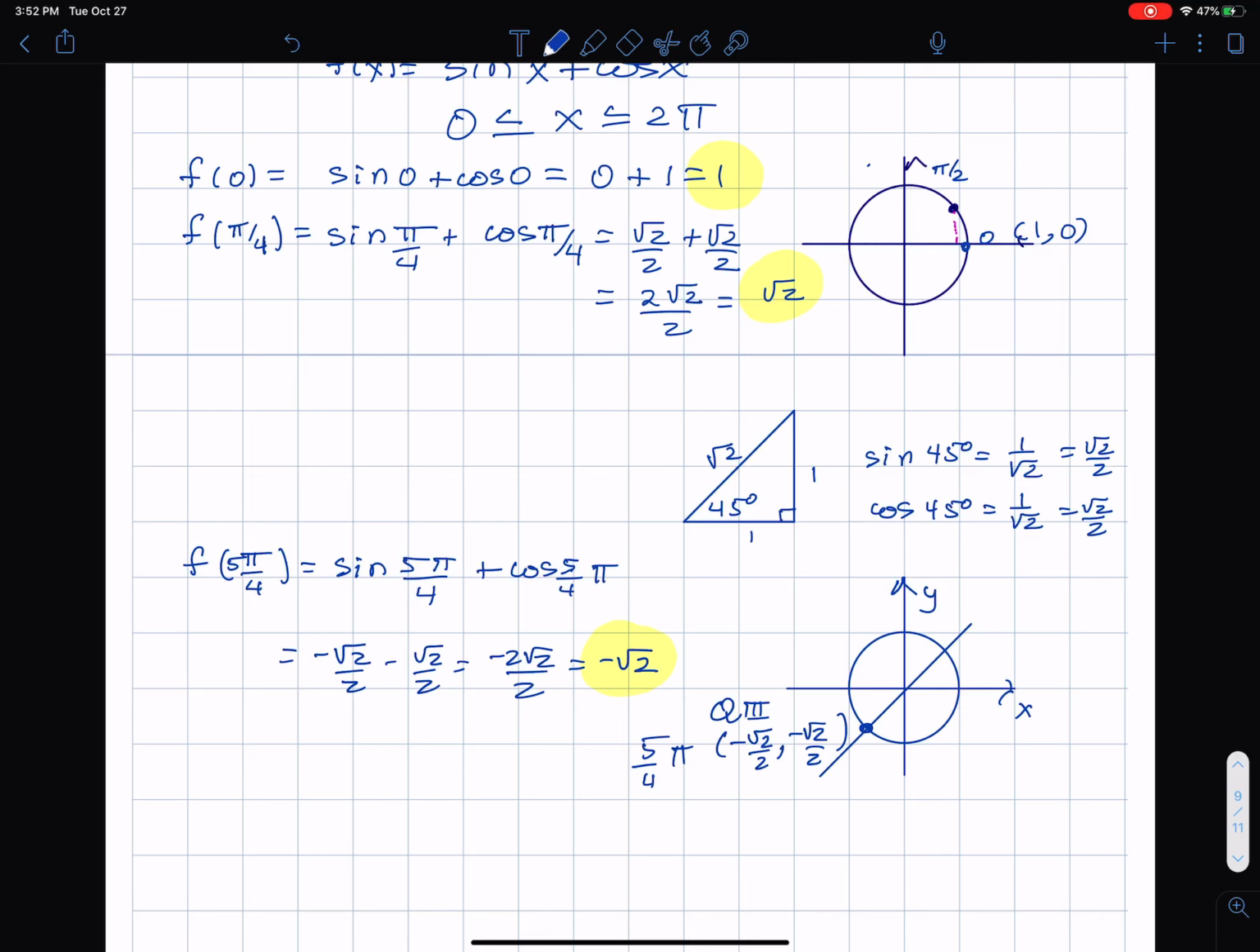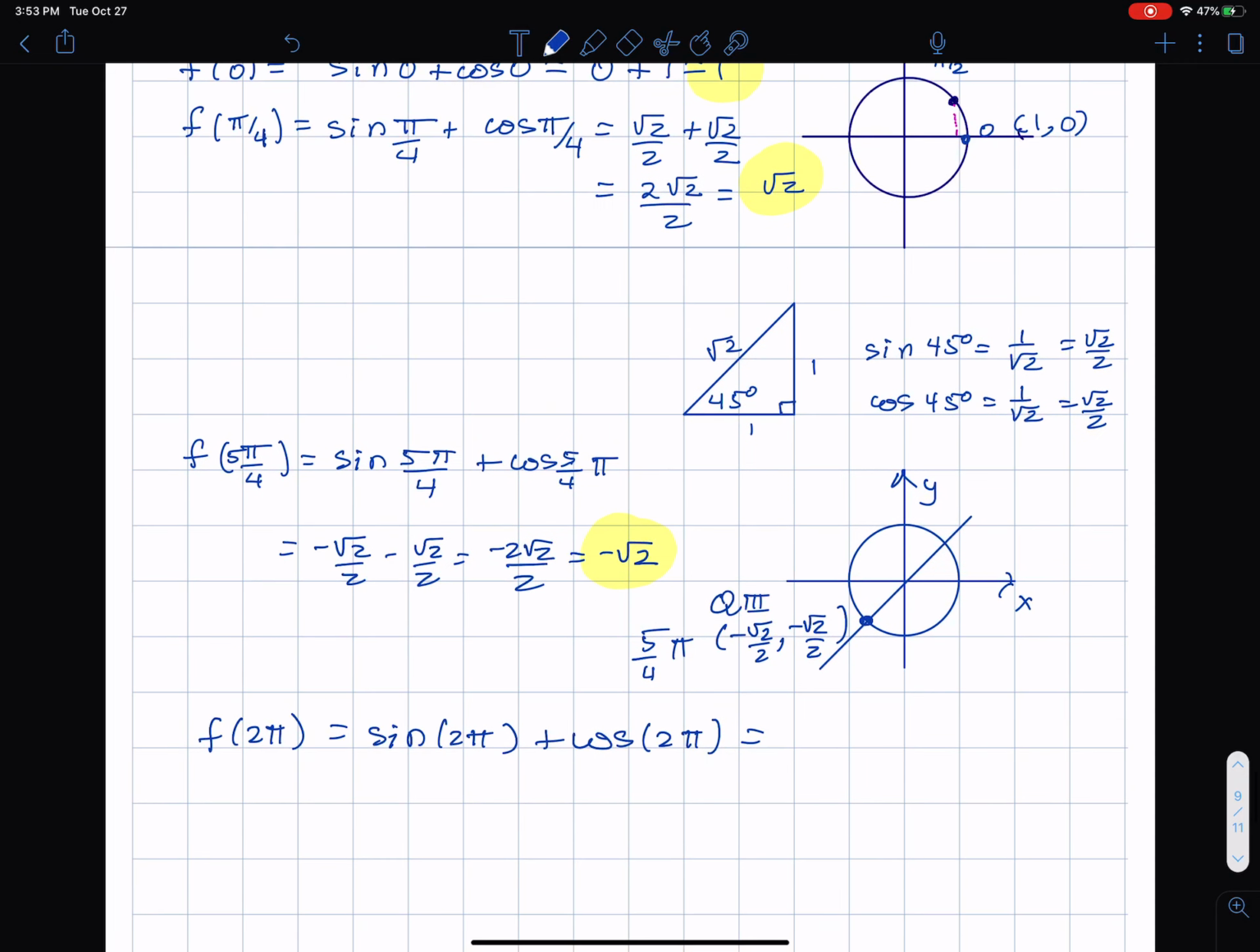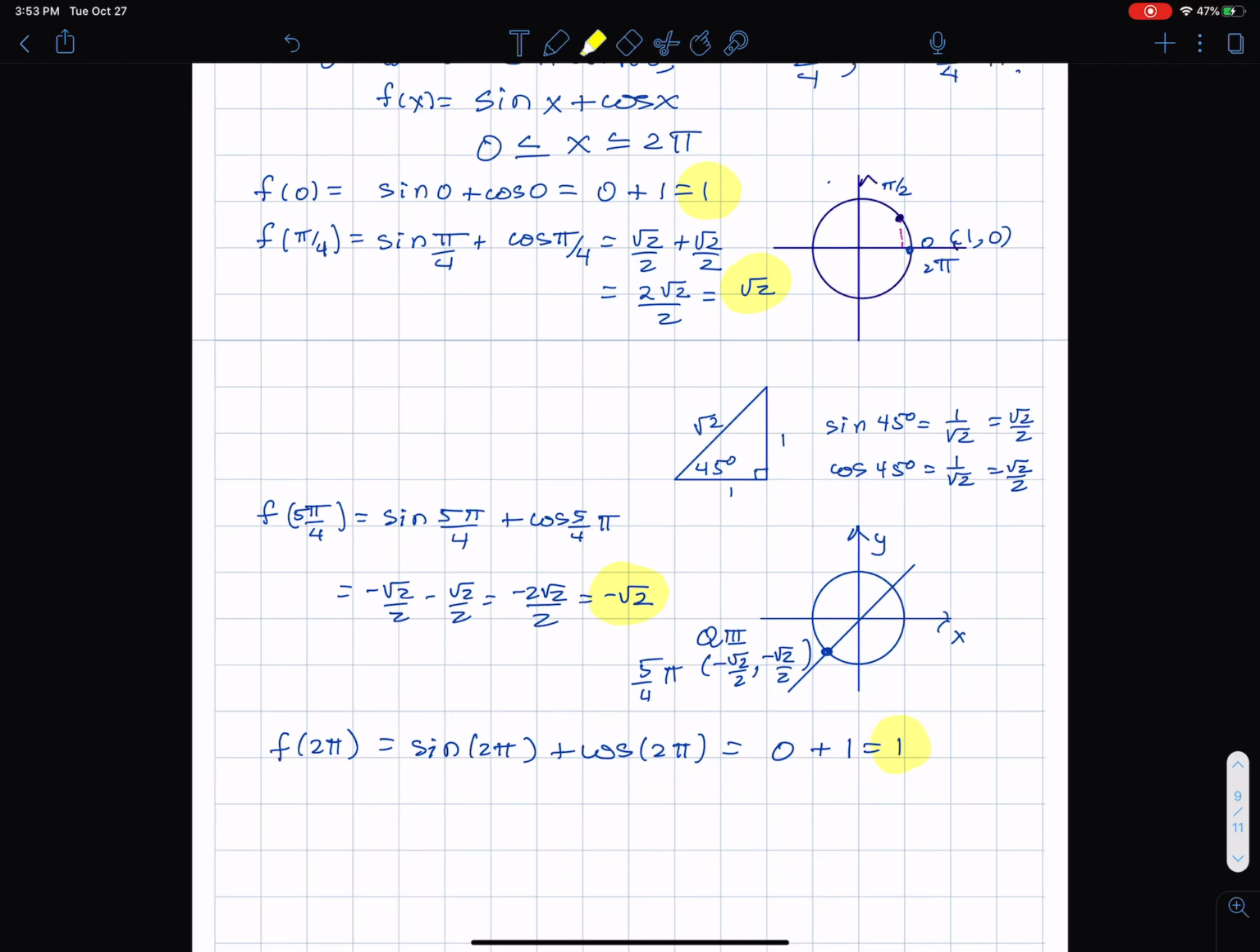And the other one that I'm going to look at is the endpoint 2 pi, and that gives sine of 2 pi plus cosine 2 pi. Sine of 2 pi is the same thing as sine of 0, and so is cosine 2 pi, because it occupies the same place on the unit circle. So that's going to be 0 plus 1, which gives 1. And therefore, we can compare.